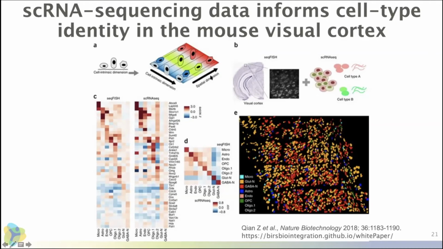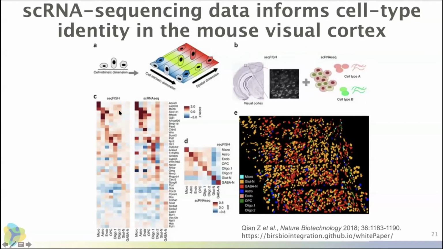However, these technologies are still quite limited in terms of quantifying thousands and thousands of genes, which is possible in single cell sequencing data. So the purpose of this analysis was to look at spatial transcriptomics, which in this case is indicated by a platform called SeqFish, and then try to integrate this with the single cell RNA sequencing data that is much better at determining cell type identity.